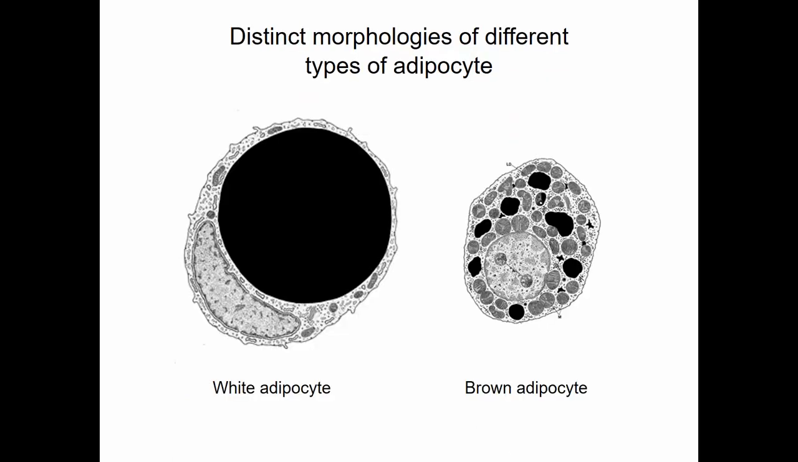Generating heat. Now, here is a white adipocyte. It's a fairly early stage of development. And here's the lipid droplet, nucleus. The nucleus and the cytoplasm are pushed to the side. Here's a brown adipocyte. Here's the nucleus, central, and you have mitochondria, and you have these multilocular fat droplets, but many, many, many mitochondria.